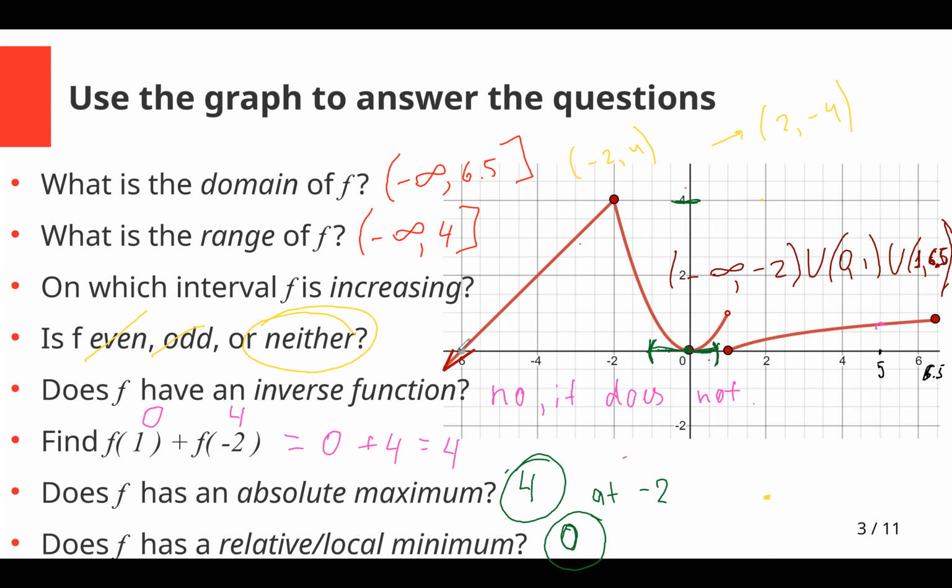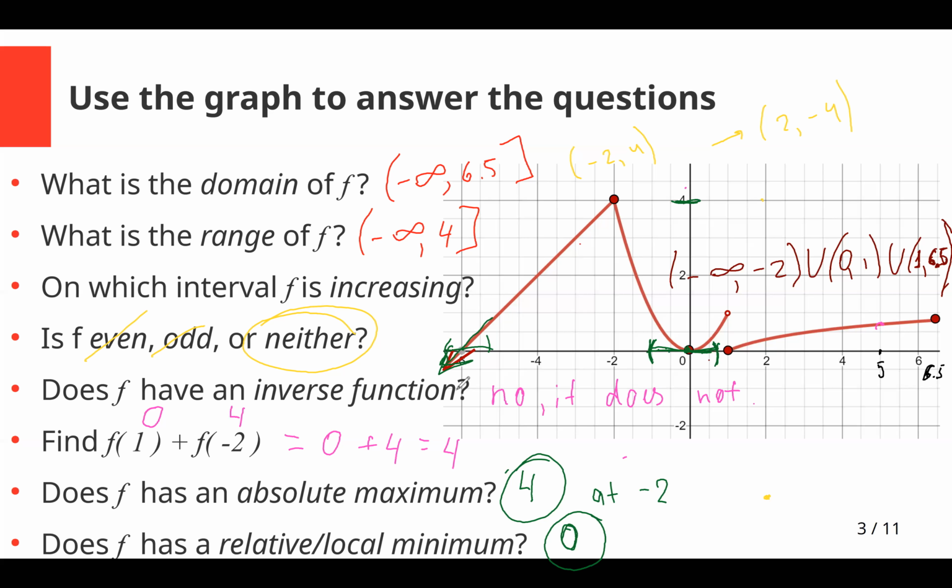Now this one I cannot choose because locally, if I choose it here, I will have values smaller than that. So when I have an arrow, it means that I cannot have a local maximum or minimum there.